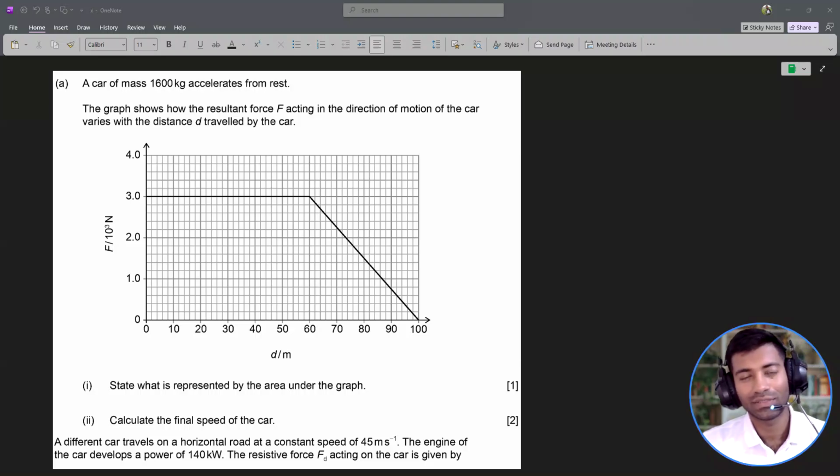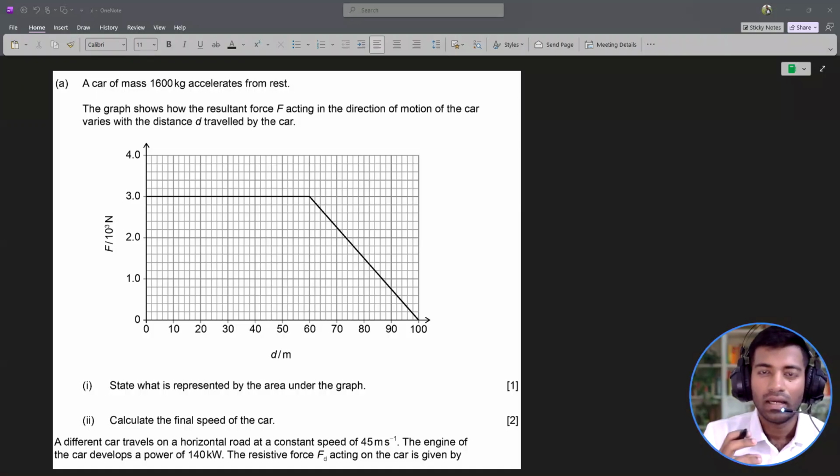All right, so let's tackle this question from IB Physics Paper 2, May of 2025, Time Zone 1. And it's a classic problem from mechanics. So let's dive into the question. A car of mass 1600 kgs accelerates from rest. The graph is given. All right. State what's represented by the area of the graph.